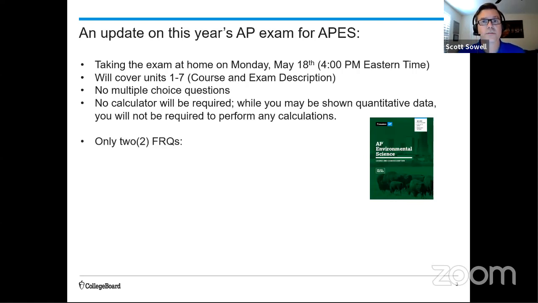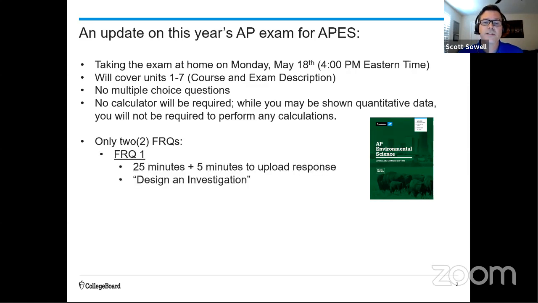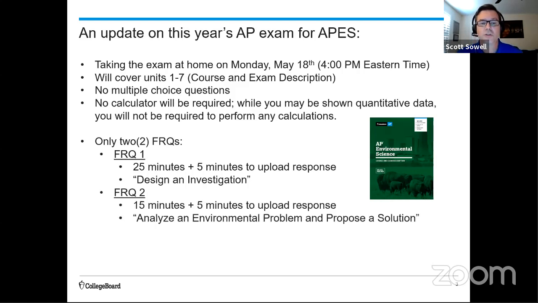Then we've got 2 FRQs that we know are going to be on the exam. The first one is going to mimic the way the first FRQ was described in the course exam and description booklet. It's the design and investigation FRQ. So there's going to be some type of experimental design aspect to part of that question. They will be asking you other things, and you'll have to do other skills in that first question, but it is all framed around a scientific investigation, and that's 25 minutes to do the question and 5 minutes to upload your response. You will get more detail on what that really means a little bit later on. But to answer the question, it's 25 minutes. FRQ number 2, that's 15 minutes, and this is called the Analyze an Environmental Problem and Propose a Solution FRQ.